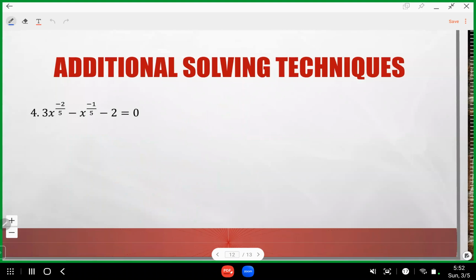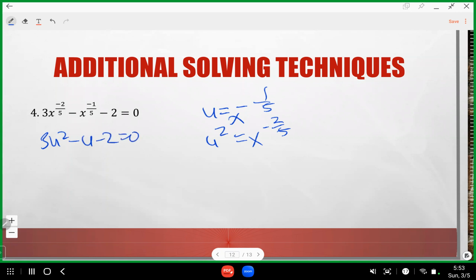For this one, we can actually do the same. All you need to do is set u equal to x to the negative 1/5. Then u squared is just going to be equal to x to the negative 2/5. Then you get 3u squared minus u minus 2 is equal to 0. So I've given you that many hints. I'd like you to try to do this one from the same technique that I showed earlier. Once you get u, just find x from u.